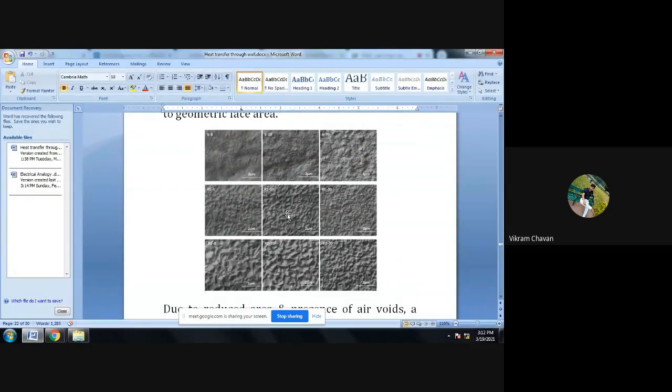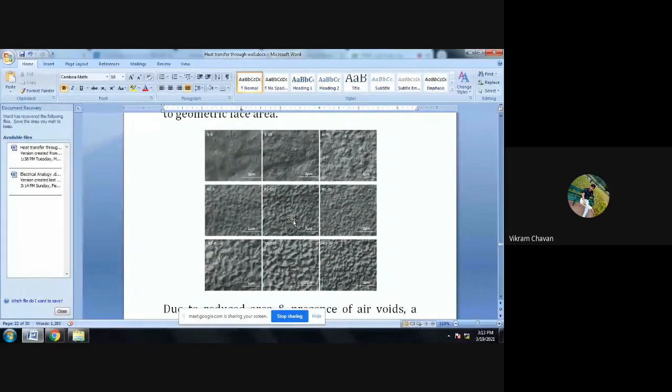So what will happen when this surface is in contact with another surface? The complete surface area of one wall is not in contact with the other surface because of these crests and troughs. So there will be small voids present between the two contact surfaces, or between two walls. Voids means small holes. These voids or gaps are filled by air.